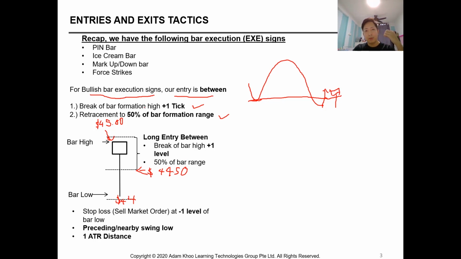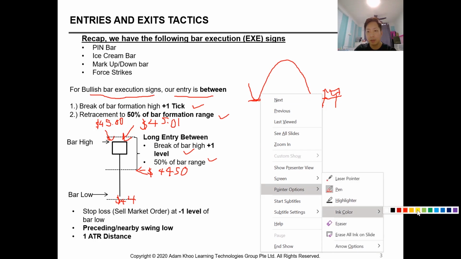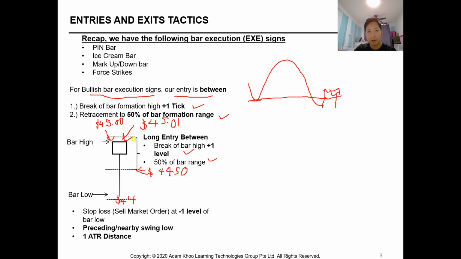When we say your entry should be between the break or bar formation high plus 1, meaning the high of the bar, it must be between $45 and 01. 1 tick means 1 cent for stocks. So your entry should be between the high of the bar and 50% of the bar range, which I'll highlight over here in yellow, which is somewhere here.